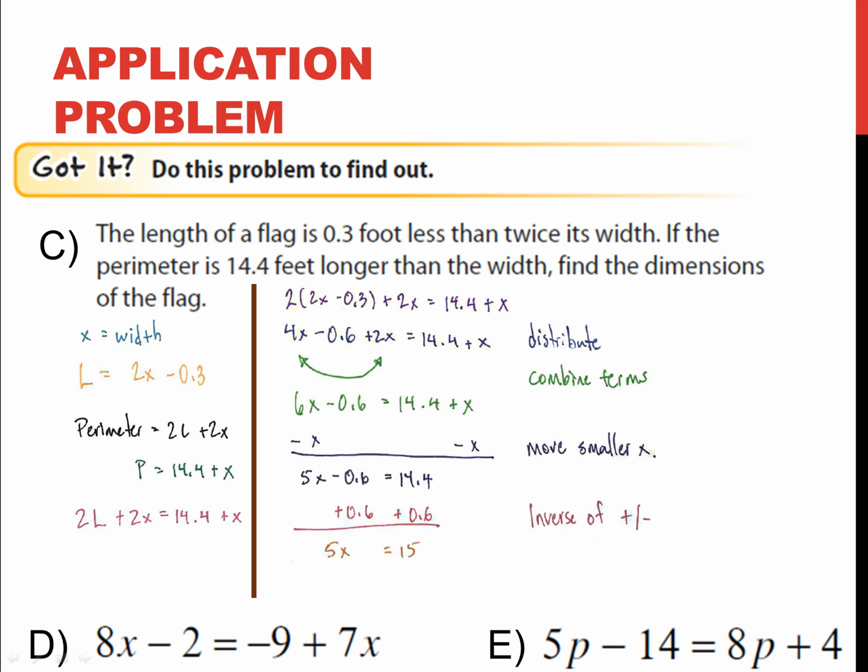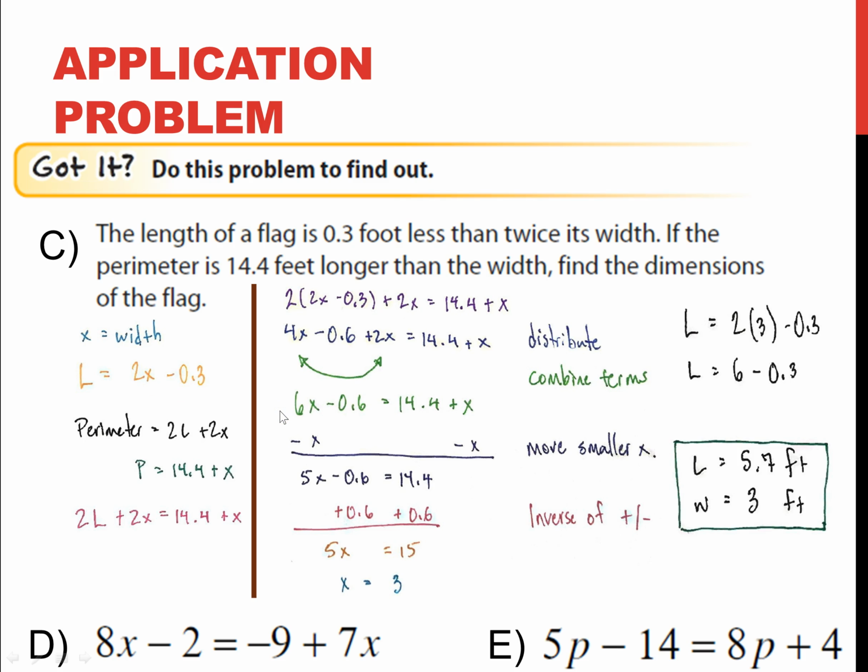Ladies and gentlemen, I can just do the inverse of subtraction, which is addition, and then divide each side by 5. That gives me 3. So I need to find the dimensions of the flag. And of course, the length is 2 times the width minus 3/10, and that is 5.7 feet. So the dimensions of the flag are 5.7 feet on the top and the bottom, and 3 feet on either side. Woo! Oh my gosh!